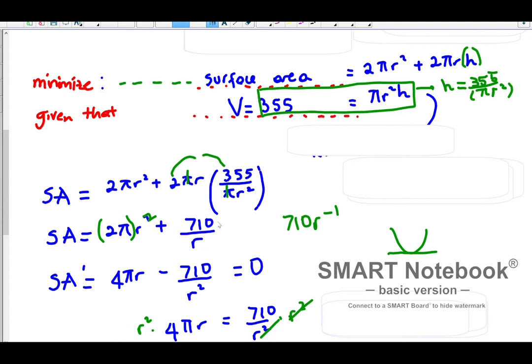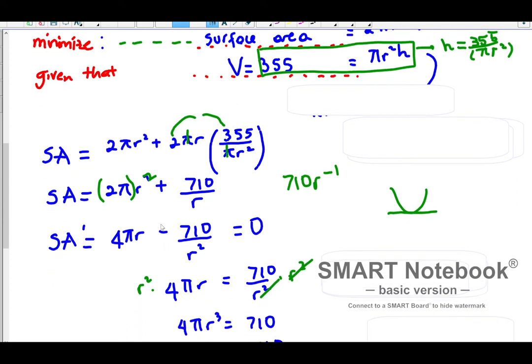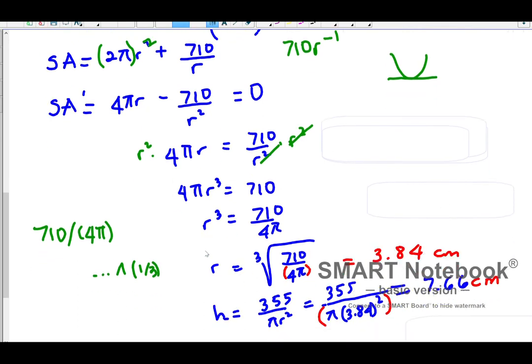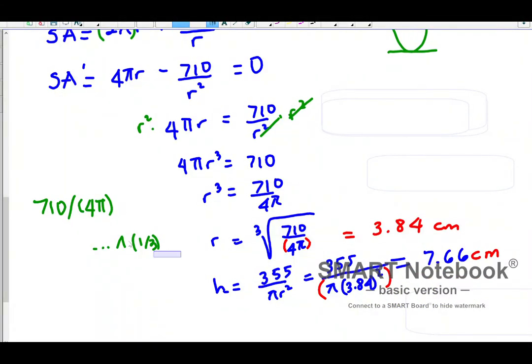And how do you check the answer? I would go back to surface area prime, take the derivative one more time to get SA double prime, and then plug in your r value, confirm that SA double prime is positive, which means concave up, which means we do indeed have a minimum. Okay, so that is one more type of problem that we have seen, including a cylinder.